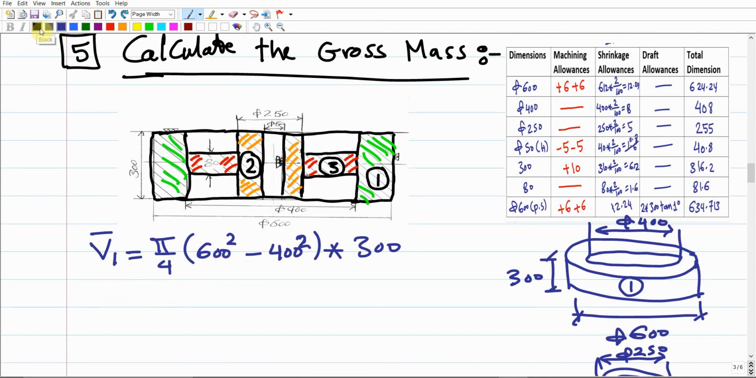When we calculate, for example, V1 of the casting, it will be pi over 4. The 600 here has two values in the table, this value and this value. So it's up to you. In some cases, that is fine, for example if you pick the maximum value, or you pick the average between these two values. It is much more accurate if you take the average, because this 600 has two values because it has a trapezoidal shape, so it's going to have a conical shape.